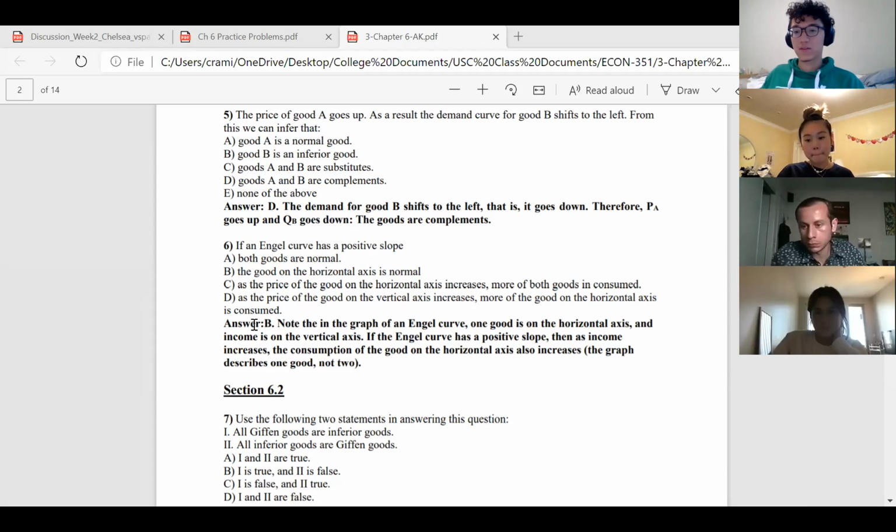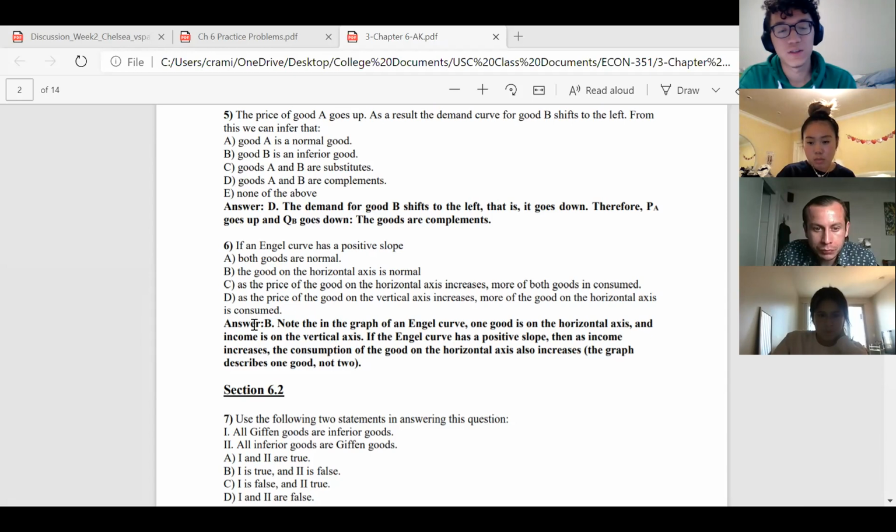I feel like the way that she worded the answers was kind of confusing because she referred to income as a good. Did anyone else find that odd, or is that normal? Wait, what do you mean? She said, as the price of the good on the vertical axis increases. She didn't say income. Isn't an Engel curve just income and quantity demanded of one good? So why is she saying a good on the vertical axis?